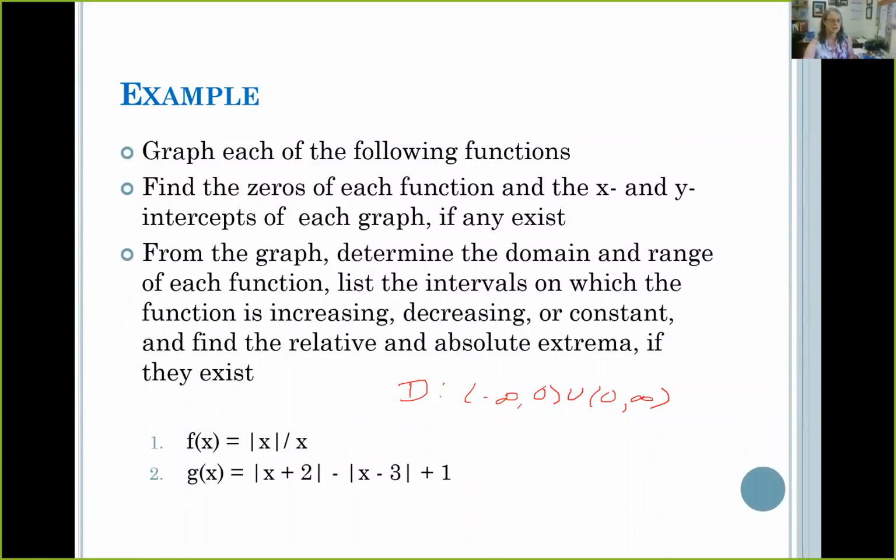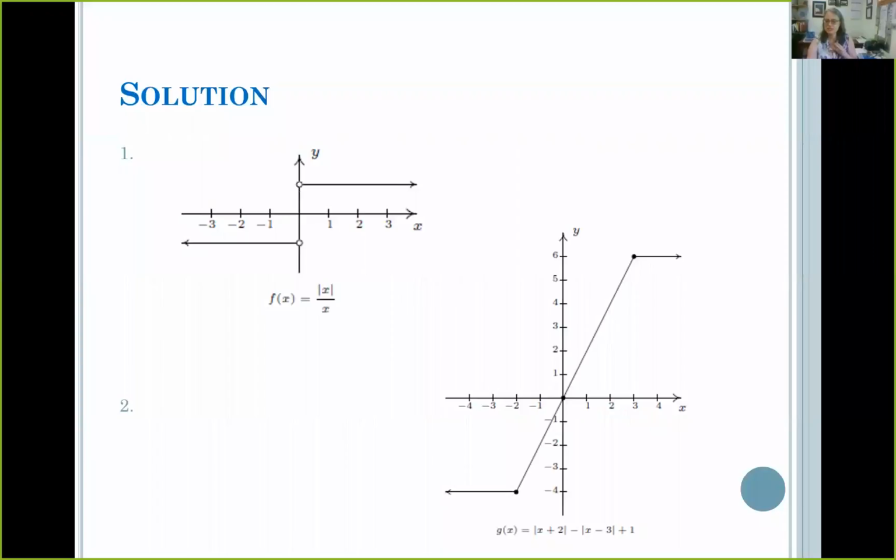All right. This one I'm going to leave for you to graph. It's pretty simple. Just plug it into your calculator or use Desmos. So that's pretty much it. This is what you should be able to get on both of these, and that is it on absolute value.